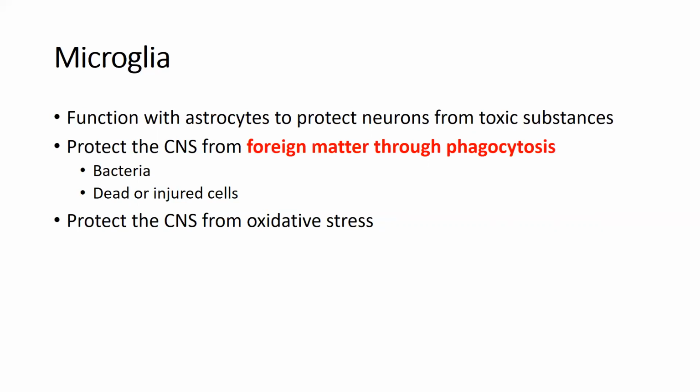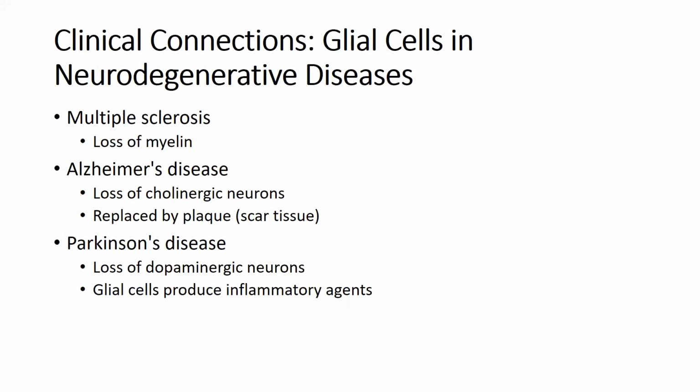So microglia function in the immune system in that way, in protecting the body, specifically the nervous tissue. Okay. All right, any questions so far? Any questions?